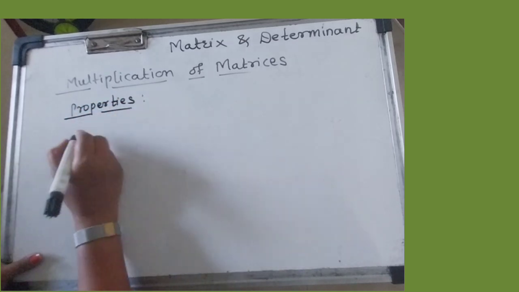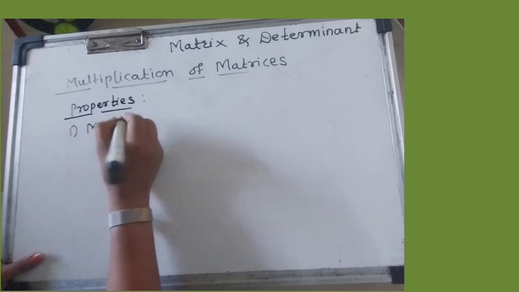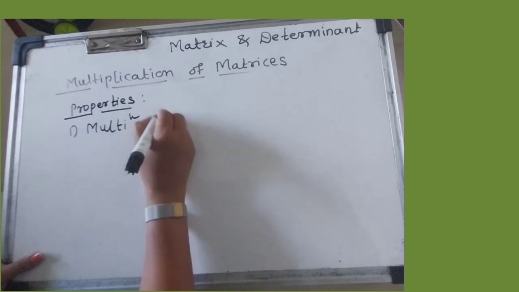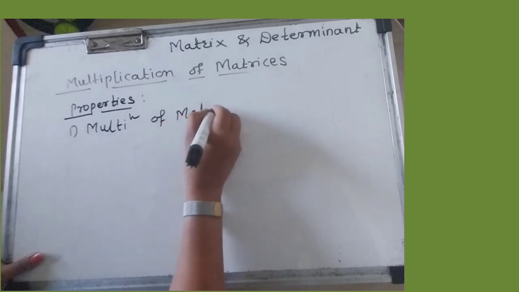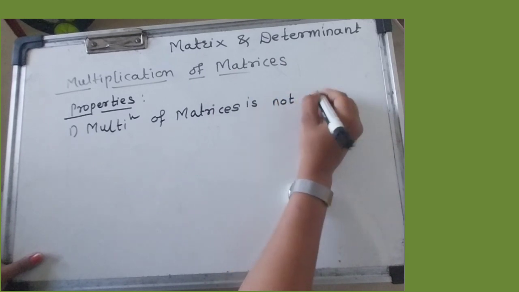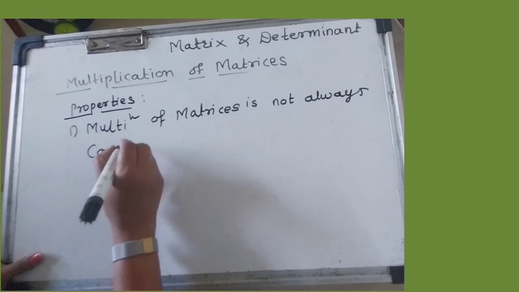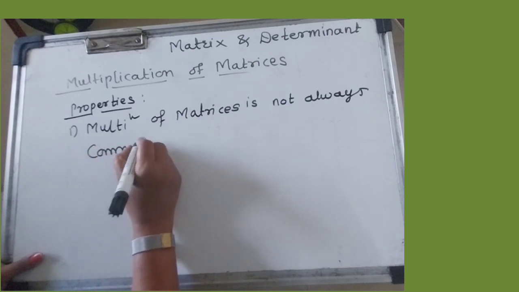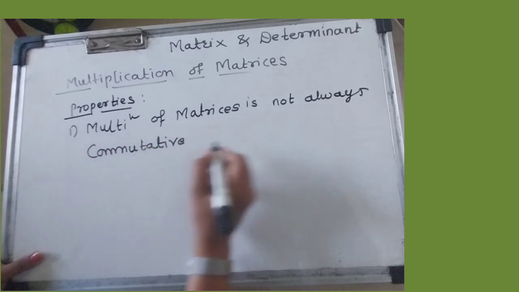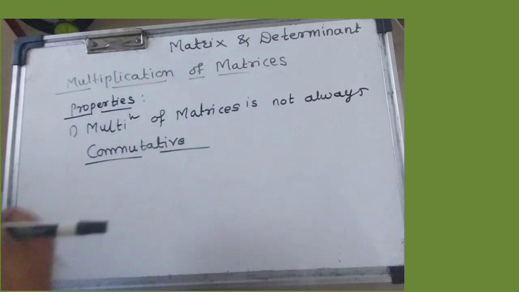What are that? First, multiplication. I write here shortcut. Multiplication of matrices is not always commutative. All of you know the meaning of commutative. In addition, we already studied this commutative law. So in the matrix multiplication, it is not necessary that the commutative law always exists or not.